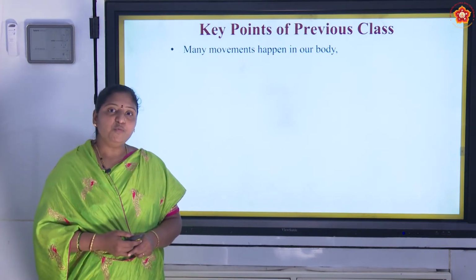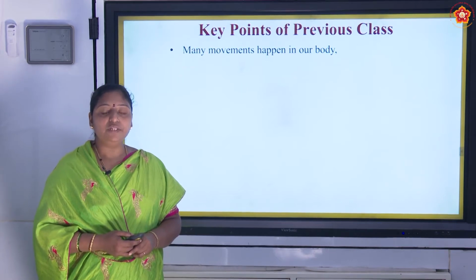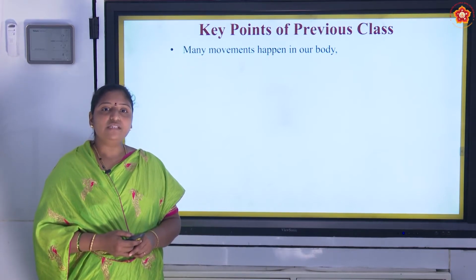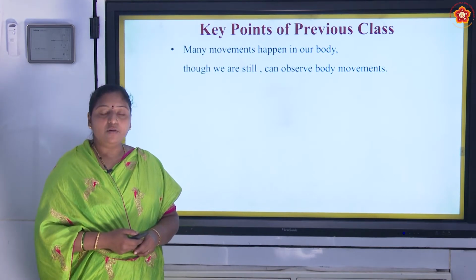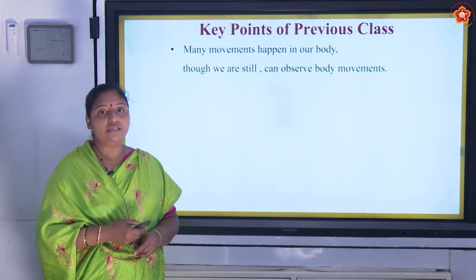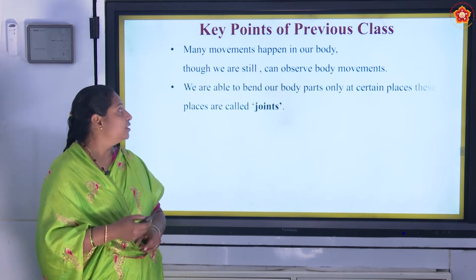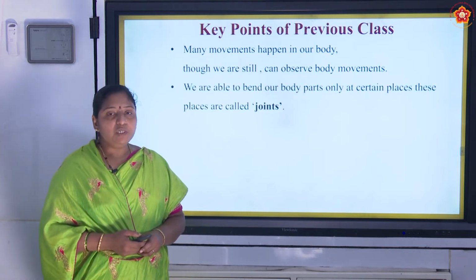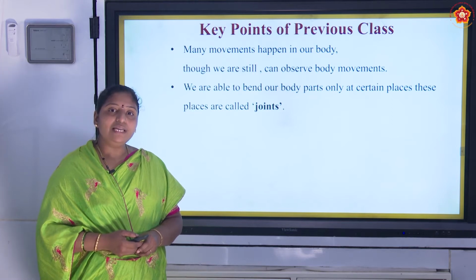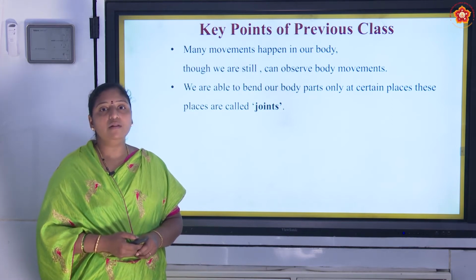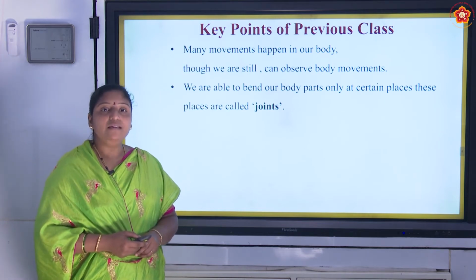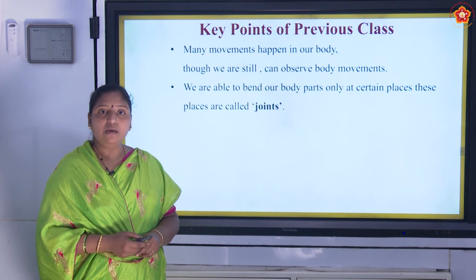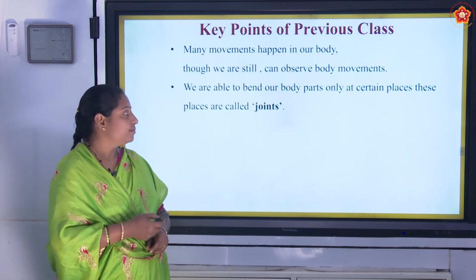There are many movements that happen in our body. Even if we sit still, we will observe so many movements like blinking of our eyes, respiration, circulation, digestion. And we are able to bend our body only in some places, not in all the places. And the body parts where we can bend, those places are called joints.